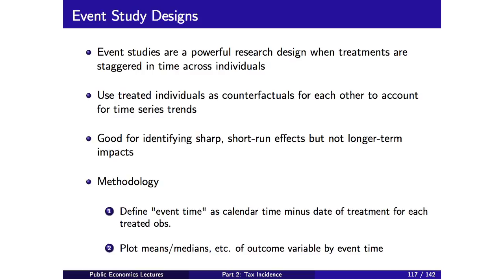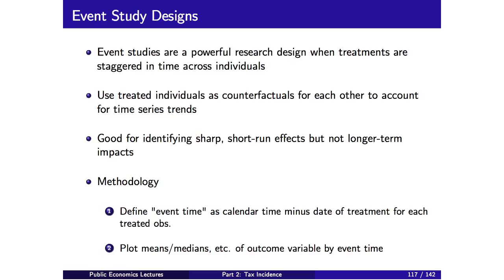Okay, so what's the methodology? Just to be super concrete, we are going to define event time as calendar time minus the date of treatment for each treated observation. So suppose we're looking at annual data, and you get the treatment in 1997. Then I'm going to call 1997 year 0 for you, and I'm going to call 1999 year +2, and 1994 year -3, and so forth. And if I get the treatment in 2001, 2001 is going to be year 0 for me, et cetera.